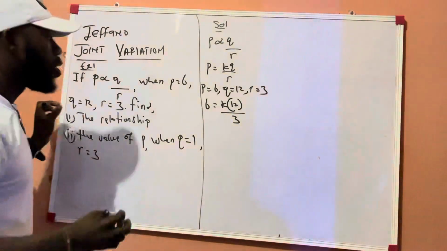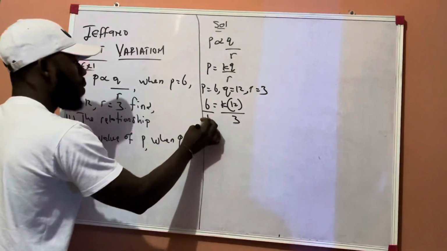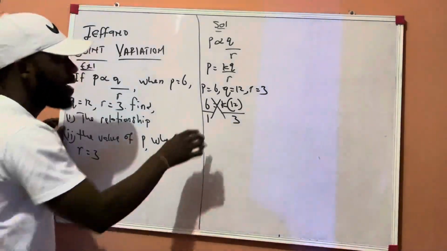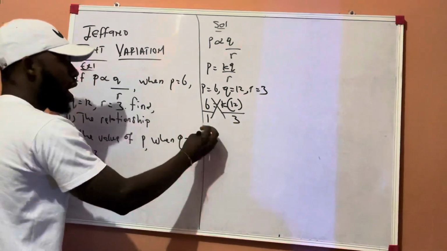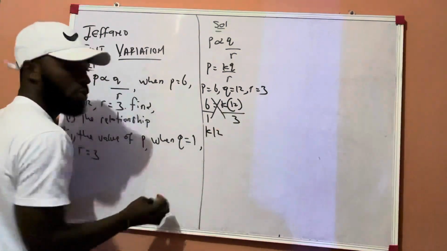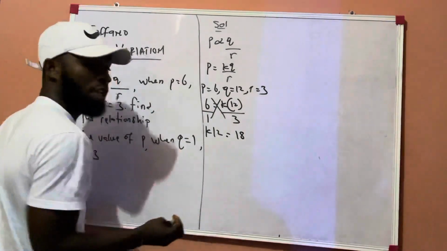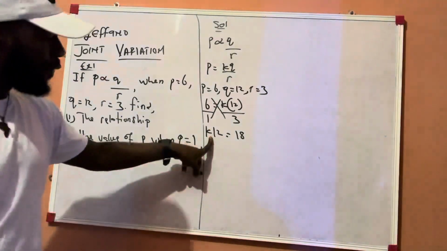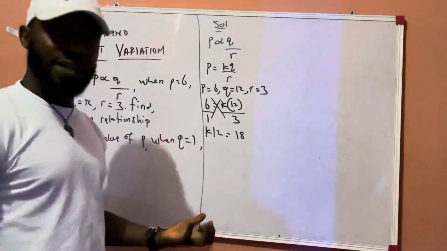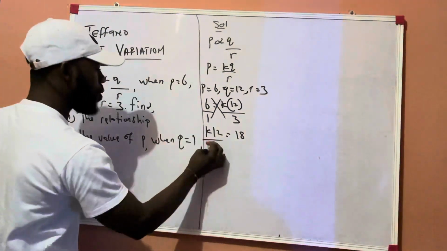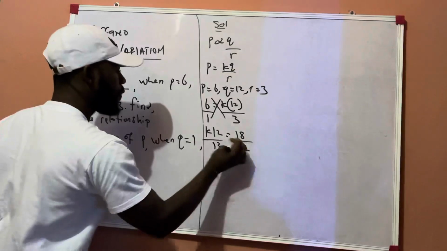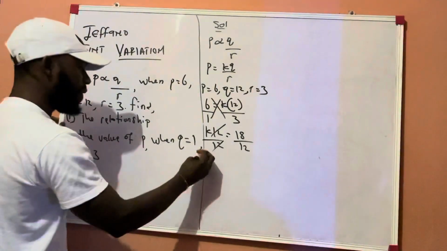Now what do we do? Cross multiplying. Put the 6 over 1 and cross multiply. K times 12 gives us 12K. 6 times 3 gives us 18. If we are looking for the value of K, we have to divide both sides by 12. When 12 cancels out, what do we have left? K.